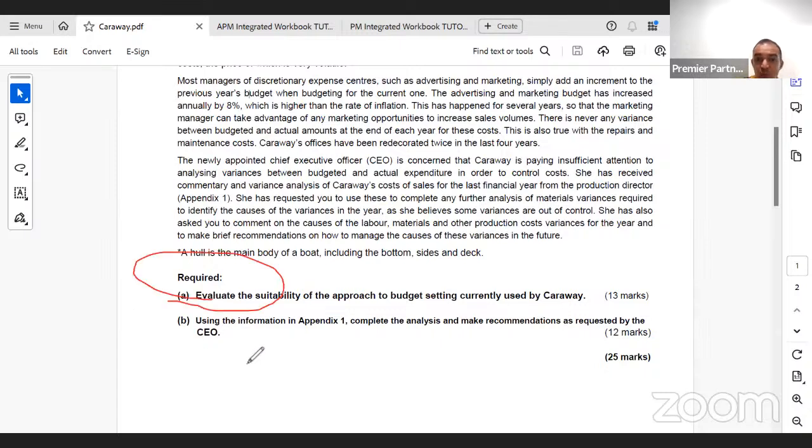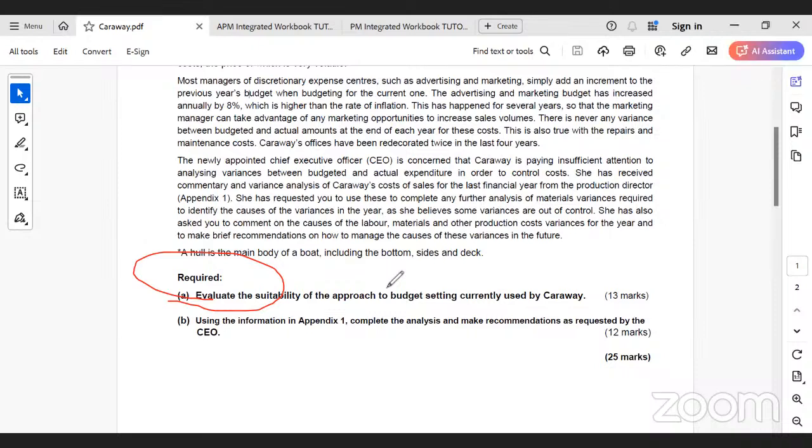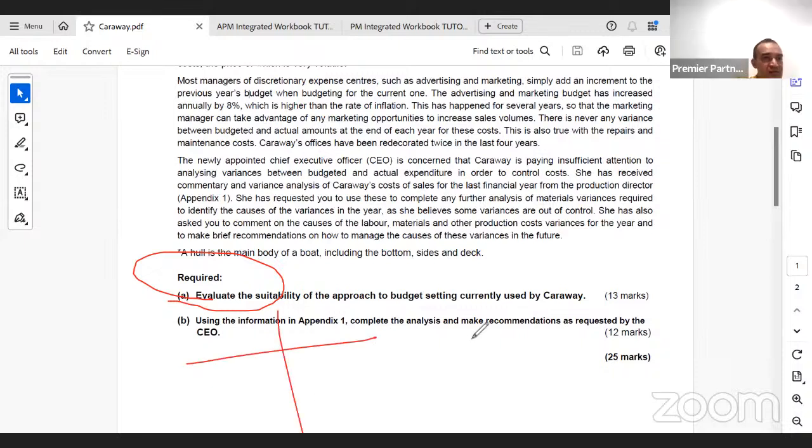Evaluate. An approach to budget setting commonly used by C. Now, what is the word evaluate? What is this verb about? Positives and negatives. Yeah, exactly. Positives and negatives.